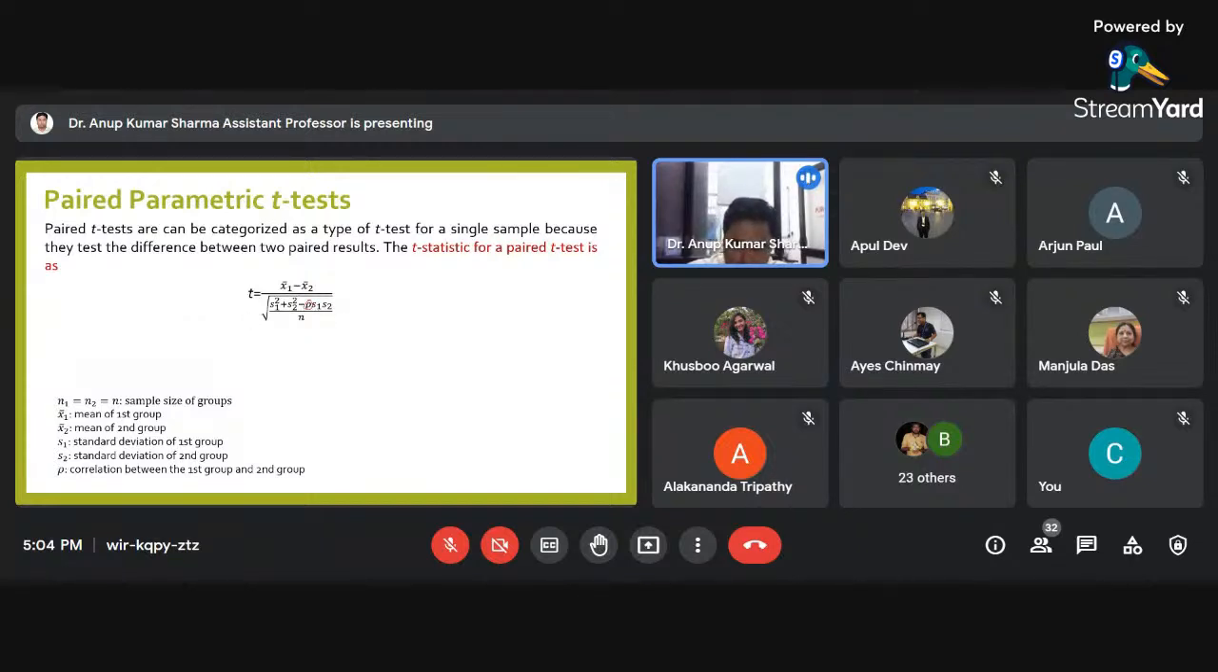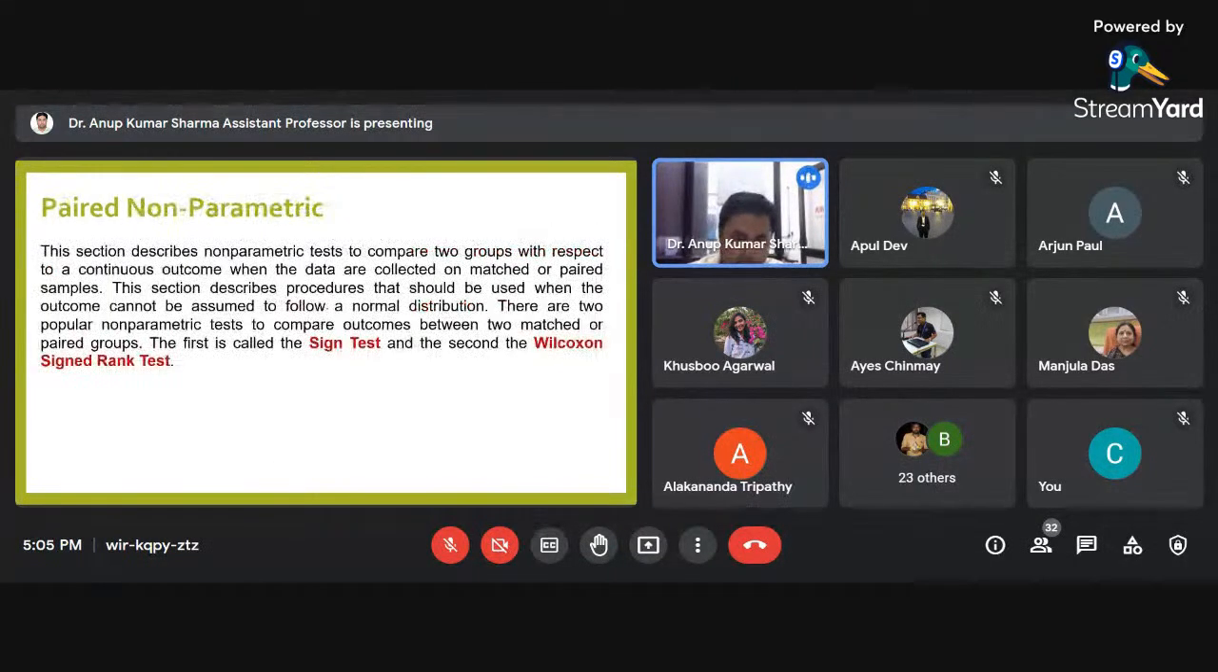This is the standard error, SE of x1 bar minus x2 bar. It includes the correlation between the first group and second group, because they are dependent. When we say dependent, it means a correlation is coming in. This comes under the parametric t-test.